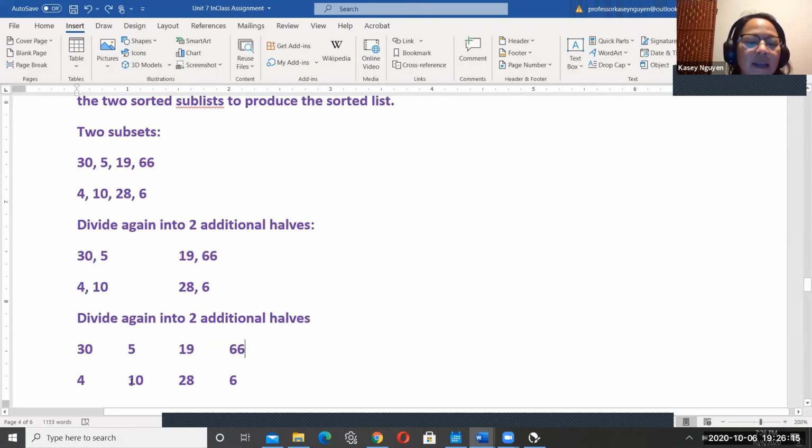Okay. And then again, we would do 4 and 10, sorted merge. So 4 is less than 10, then merge. 28 and 6, 6 is less than 28, merge. Right. And then again, we would go from the 8 sublists back up to 4 sublists, where we merge and we sort and then we merge.